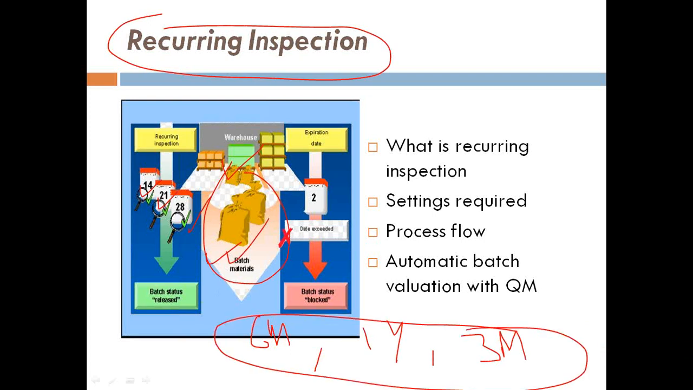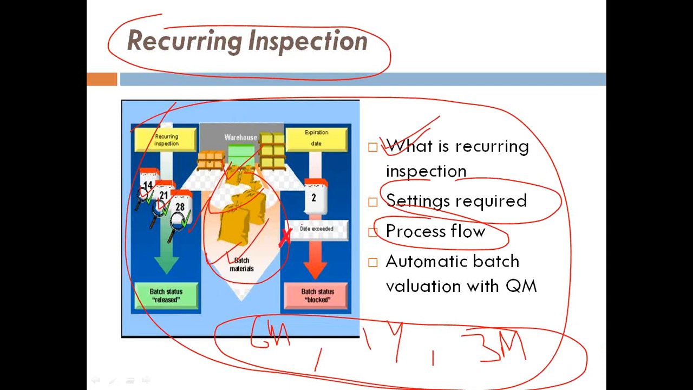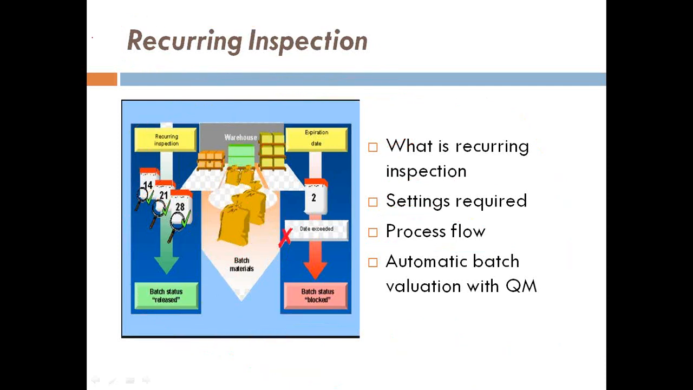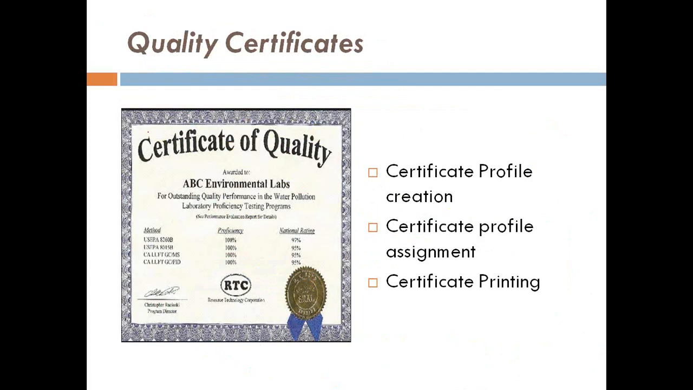So how to do this in SAP? It is called recurring inspection. What settings you have to make? What is the process flow? How it works? All those things we will learn. So that is called recurring inspection. Once that is done, we go for quality certificates.